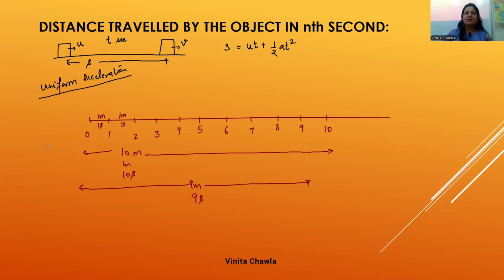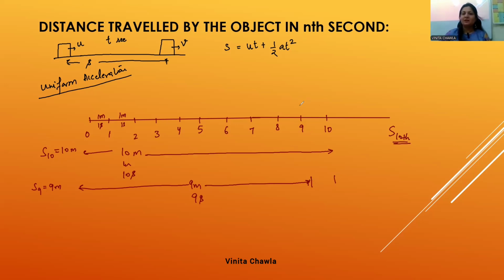So this is the distance covered by the object in 10 seconds. It is 10 meter. We can write as S, subscript 10 for this. And this is the distance covered by the object in 9 seconds. It is 9 meter. Again, subscript 9 for 9 seconds. Subscript 10 for 10 seconds. If I ask you to find the distance covered by the object in the 10th second, how will you find? Yes, it's 1 meter. Very good.